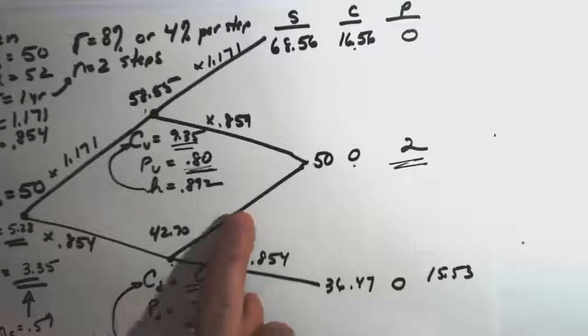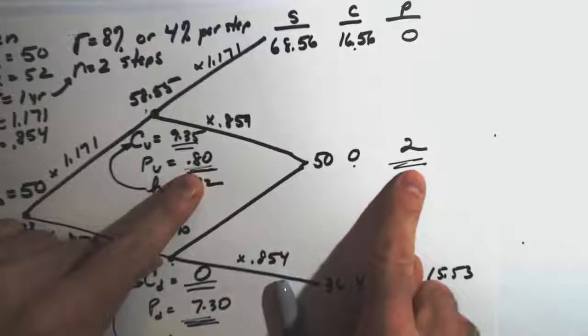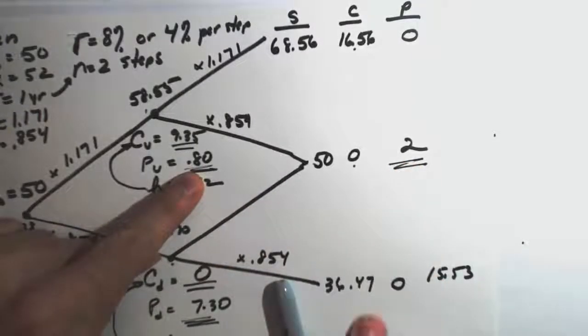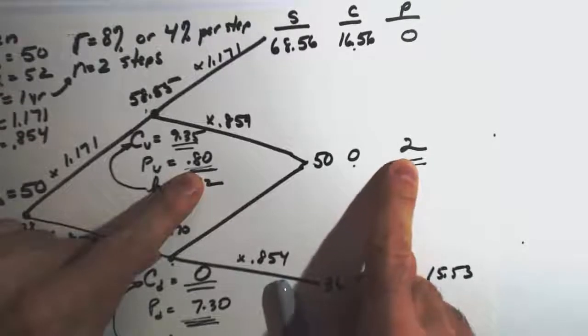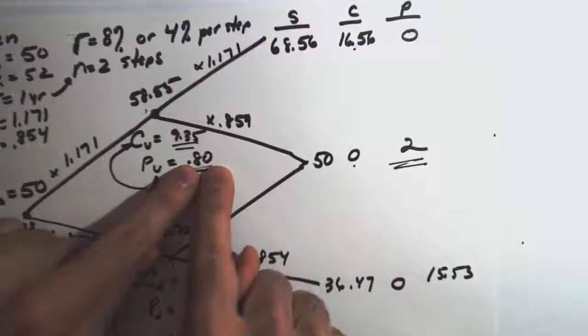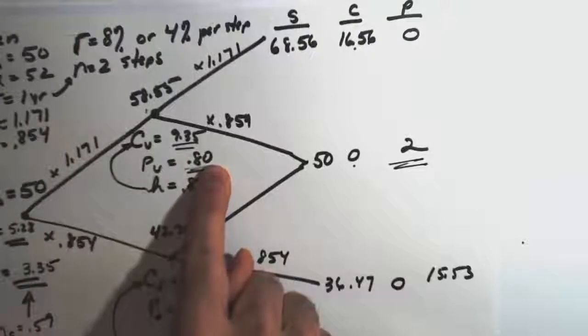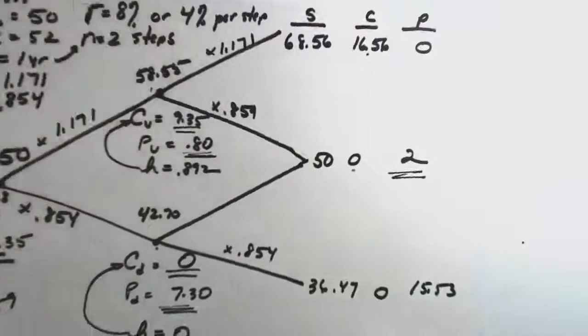So what I would do is, if you took 1 minus the 59 and multiplied it by 2, you'll come up with the 80 cents, is what I'm saying. Okay. Now, let's move forward.